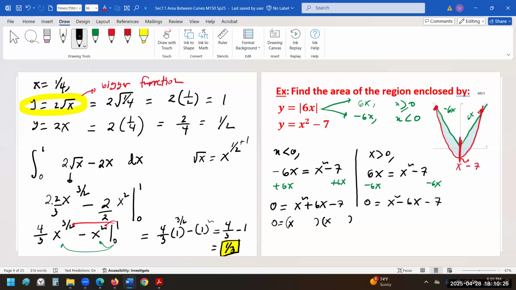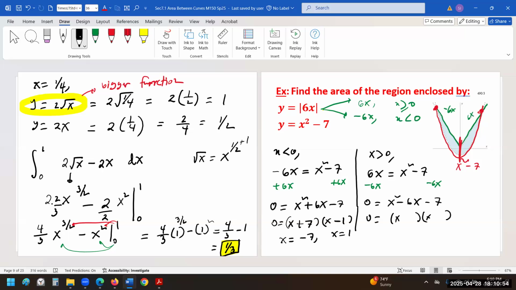So here, what do we have? Which two factors do we have for the left one? Two numbers multiplied to negative 7, combined to positive 6. Positive 7 and negative 1. That means we get x equals negative 7 and x equals 1. Right?